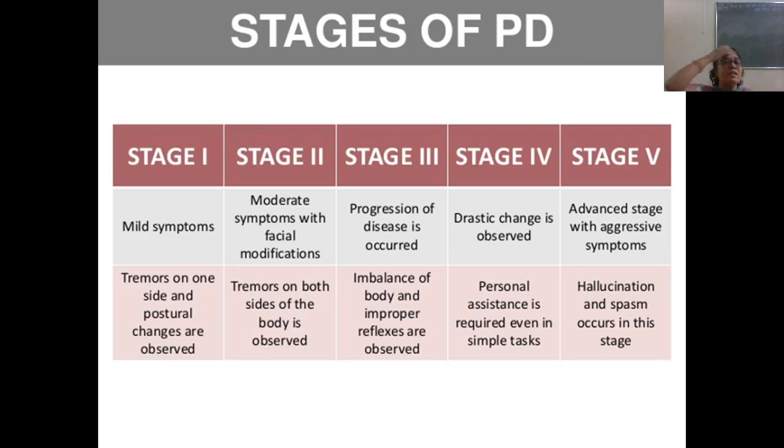In stage 1 mild symptoms will be there, tremors on one side and postural changes are observed, and in stage 2 moderate symptoms with facial modifications will be there, and tremors on both sides of the body are observed. In stage 3 progression of the disease will be there, with imbalance of the body and improper reflexes observed, and in stage 4 a drastic change will be observed where personal assistance is required even in simple tasks. And in stage 5, the advanced stage, the symptoms will be very aggressive, where hallucinations and spasms occur during this stage.